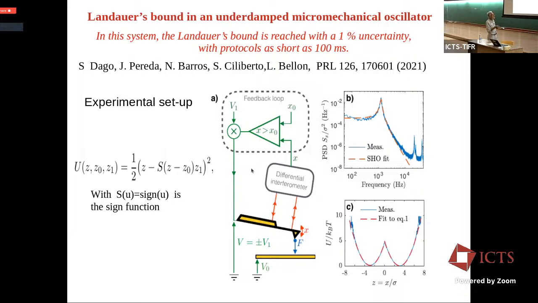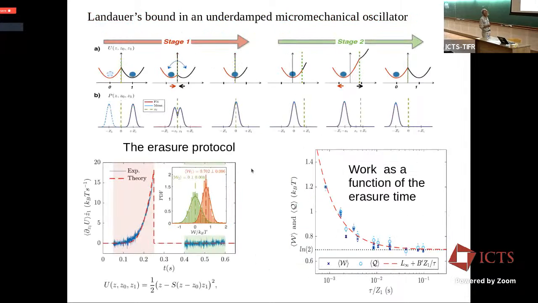So here is typically the spectrum when the system is free running, and this is just the potential that has been measured starting from the probability distribution function as before. So you see that now this is a bi-harmonic potential that allows us to repeat the Landauer bound. And now what we did was a completely different protocol with 100% success rate.